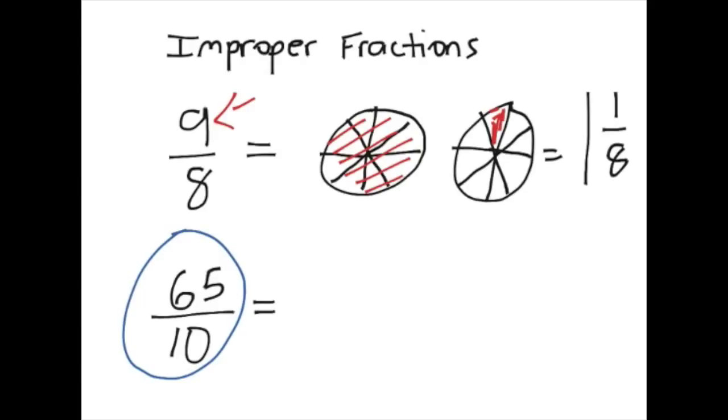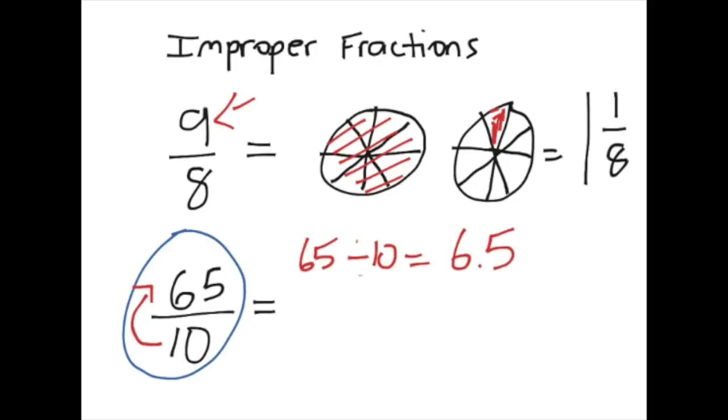Below, 65/10. If I was going to represent this as a mixed number, I could write out a whole whack of circles, but I don't want to do that. I want you to consider how many tens it takes to make 65. It takes 65 divided by 10. I could do this on my calculator, and you should know this anyway, hopefully. If not, calculator says 6.5.